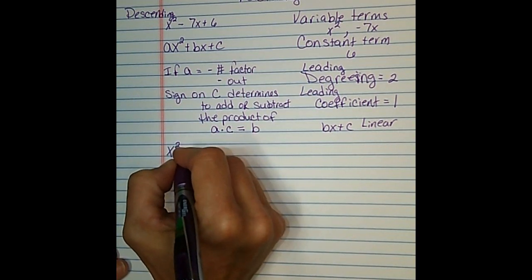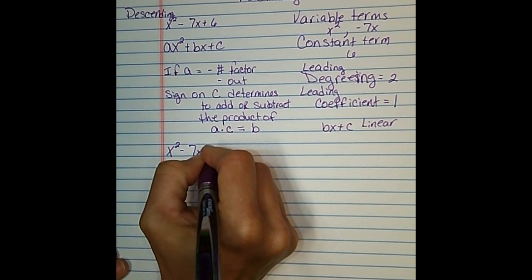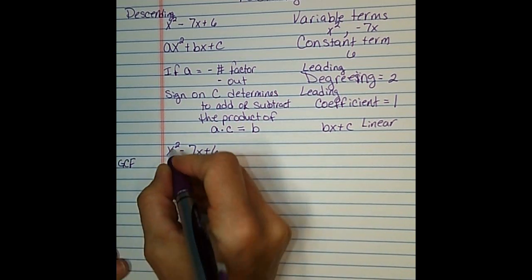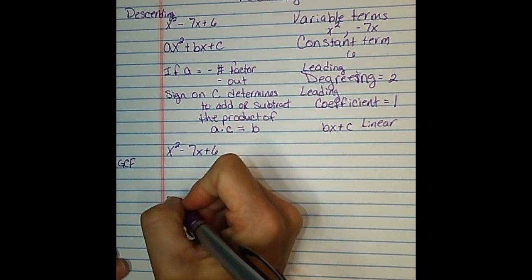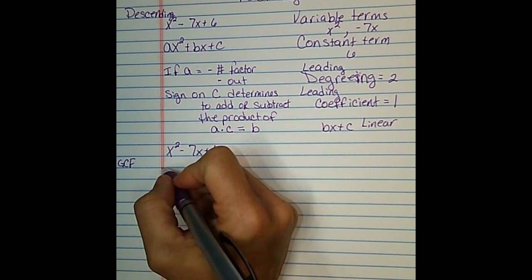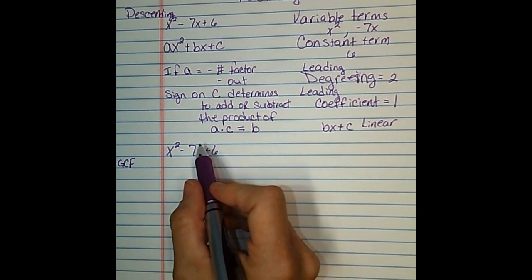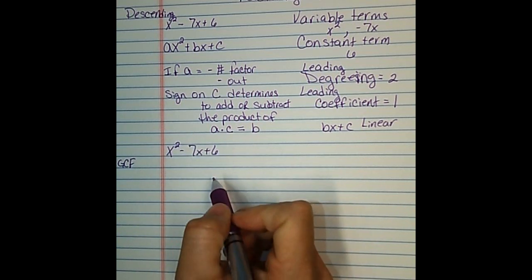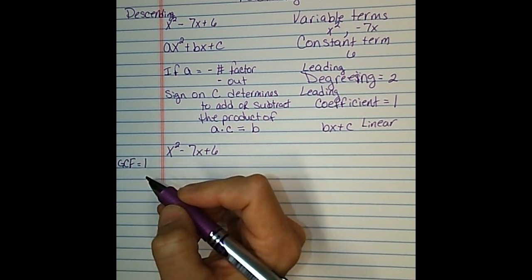Is it written in descending order? Yes. What is my GCF? Well, I see that I have a positive 1. If it was a negative 1, I'd factor negative 1 out. If it's a positive 1, so that means that the 7 and 6, 1 is the only number that will go out of all of them. So my GCF is 1.